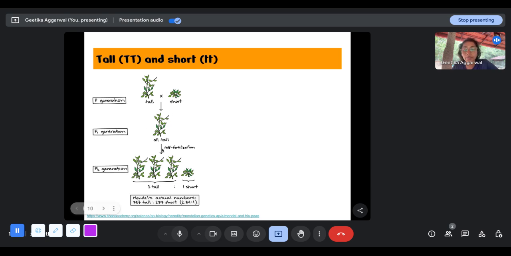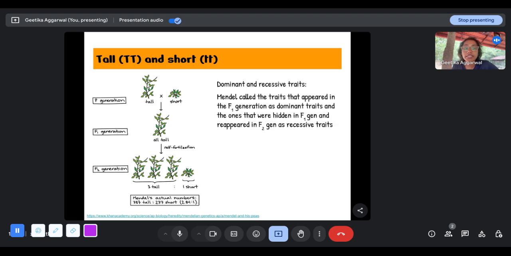the progeny is tall. Then, after selfing this progeny of the first filial generation, you get the second filial generation, in which you see this rough ratio of 3 is to 1, where three of them are tall and one of them is short. So after seeing these experiments, after seeing these results, Mendel came up with dominant and recessive traits.